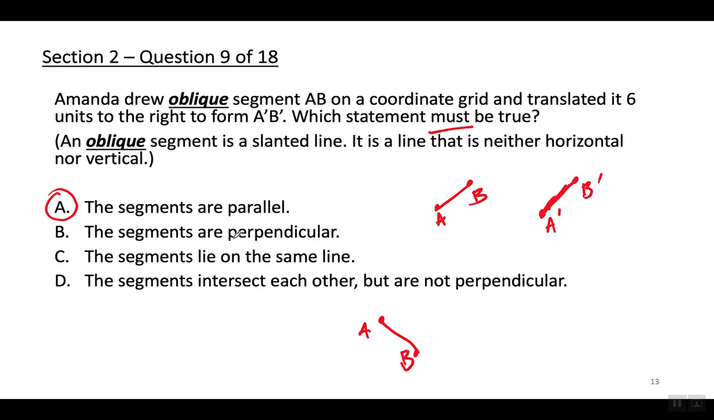They obviously cannot be perpendicular if you just moved it to the right. How are those going to be perpendicular? Are they on the same line? That also makes no sense. The segments intersect each other but are not perpendicular. A segment begins and ends. It doesn't keep going into infinity. So no, they're not going to intersect each other. This is a no-brainer. This question is easy. If you get it wrong, I should just fail you for the whole year. That's an easy one.